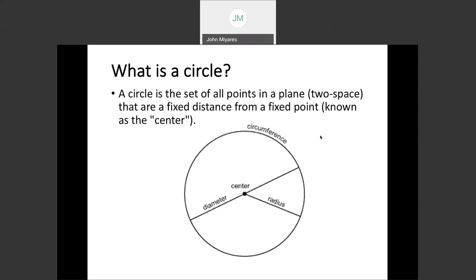The distance from the center point to any point on the circle is called the radius, and the diameter is the segment that connects two points on the circle through the center point. The length of the diameter is 2 times the radius. The distance traveled by following the arc of the circle all the way around is referred to as the circumference of the circle. And the length of the circumference can be calculated by multiplying the diameter, or 2 times the radius, by the number pi, which is an irrational number approximated by 3.14159.